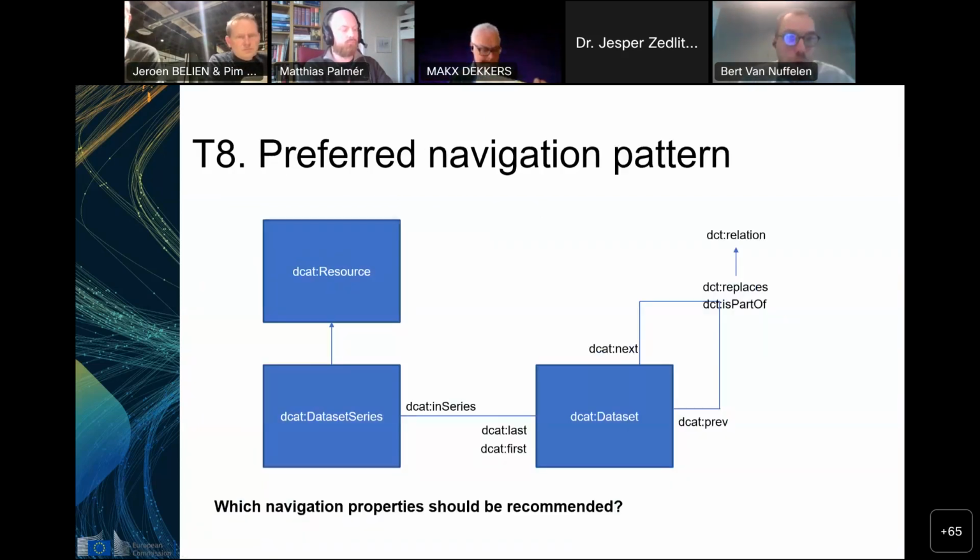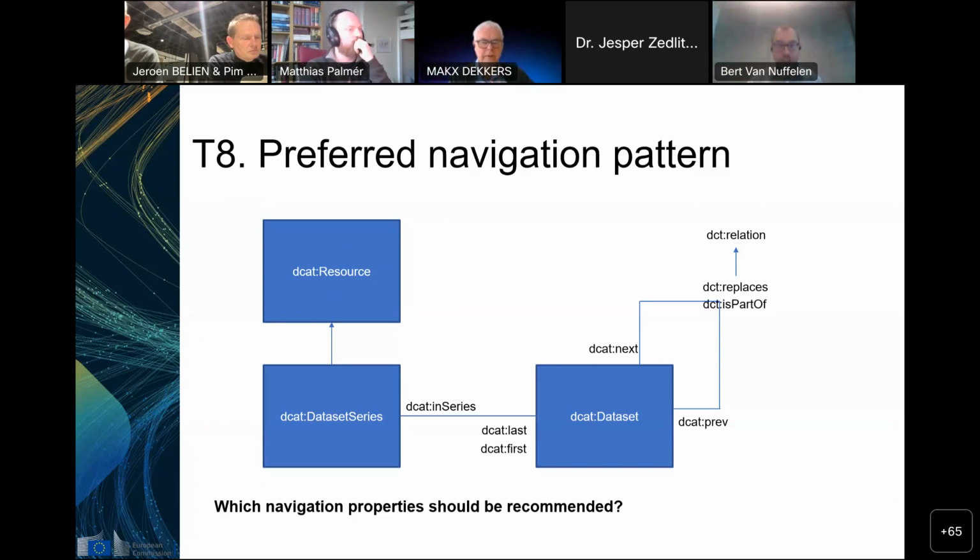Okay, then I think good. Then we move to topic 8, and this is about how we indicate the collection of being a member of a data set in a dataset series, and what is the navigation, or the way you come to them, and you can find all the data sets that are in the collection. So for these navigation patterns, what is the preferred option and what would the community like on that.